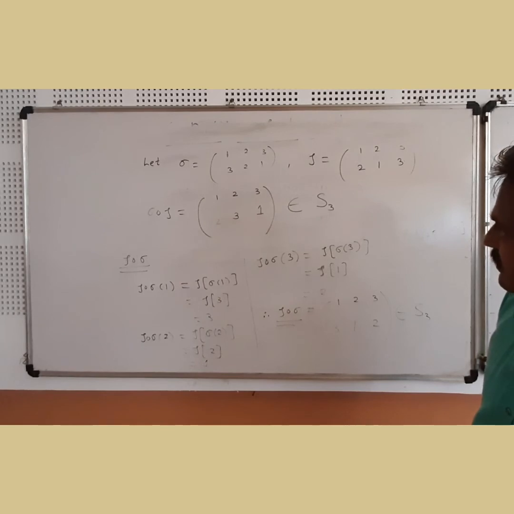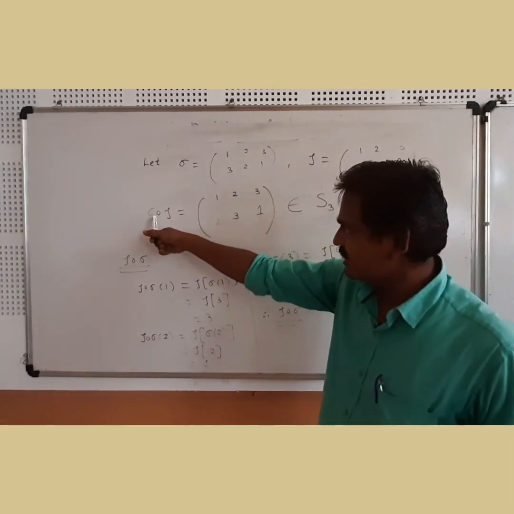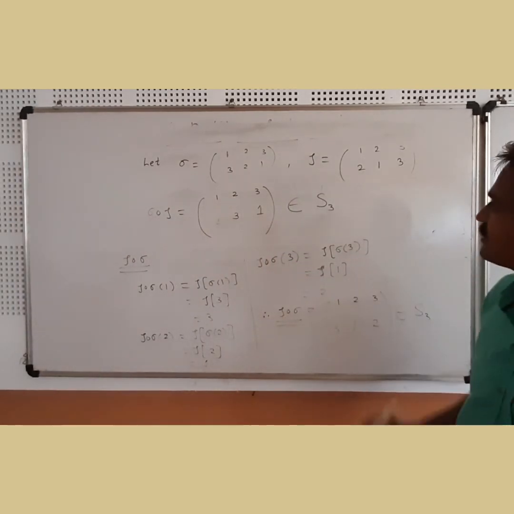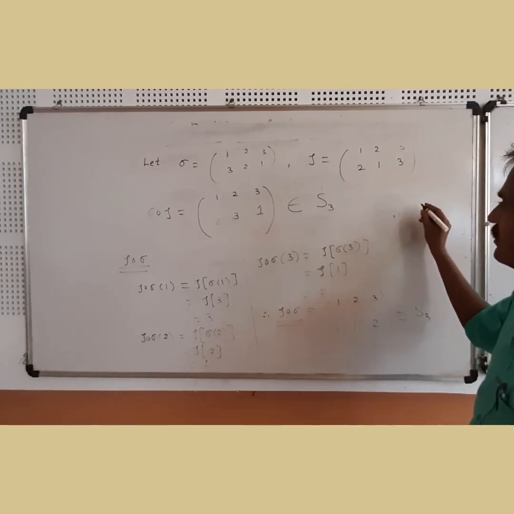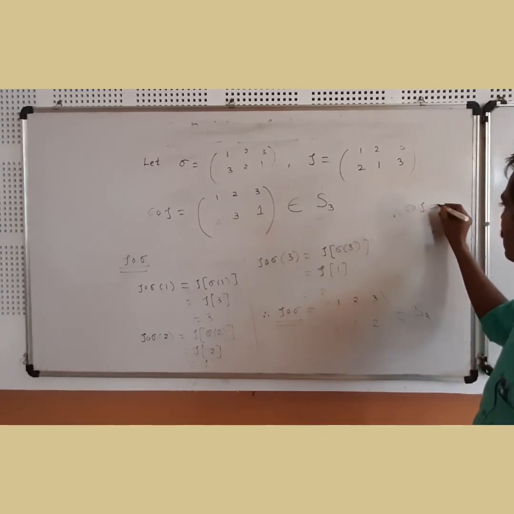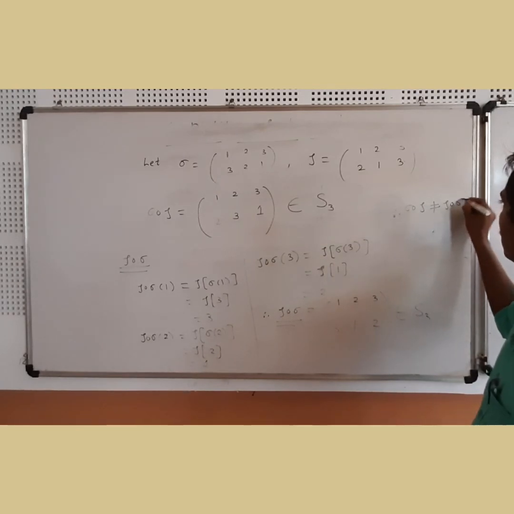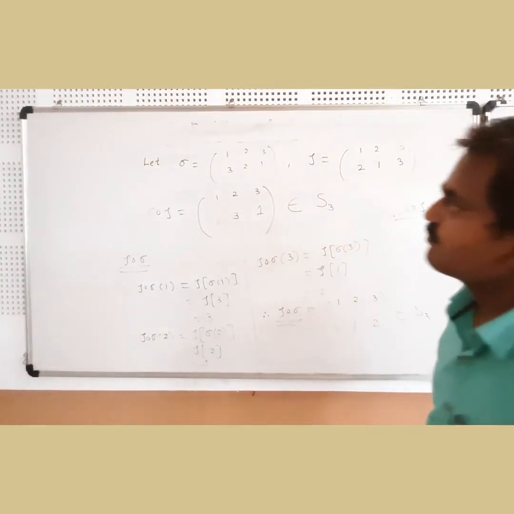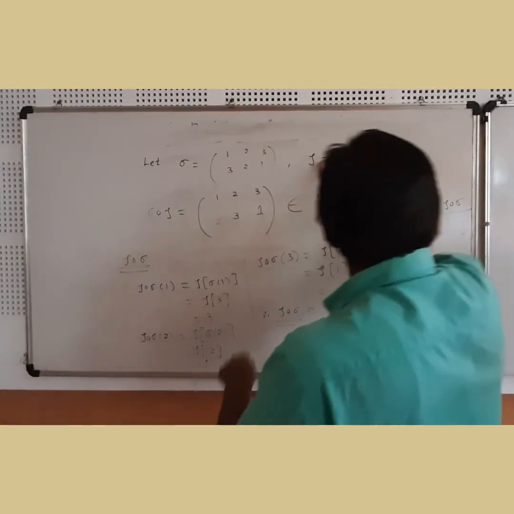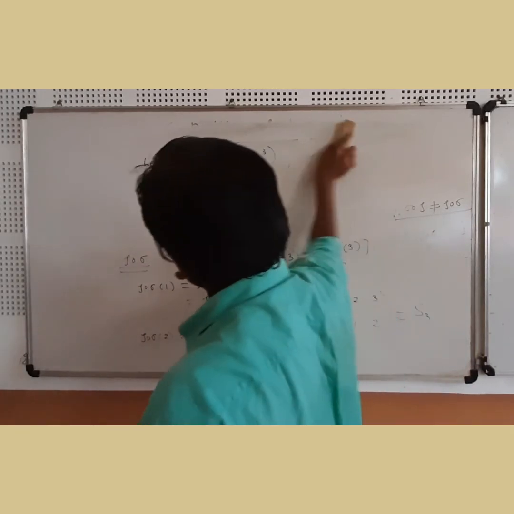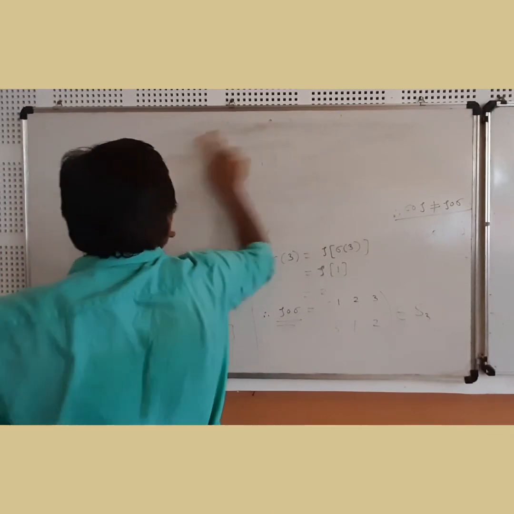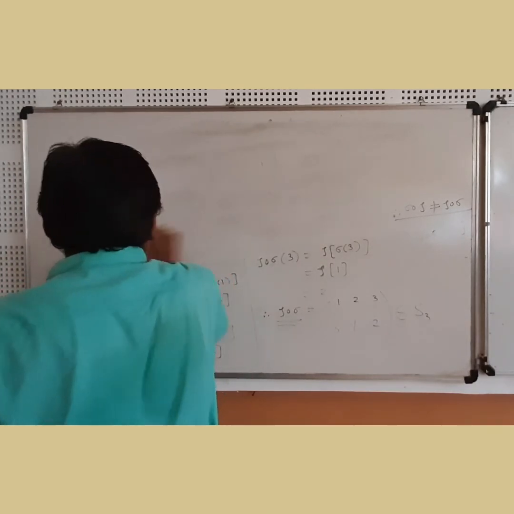See here, sigma circle tau and tau circle sigma are not the same because under sigma circle tau the image of 1 is 2 and under tau circle sigma the image of 1 is 3. Therefore, sigma circle tau is in general not equal to tau circle sigma. That is, in general, composition of two permutations is not commutative.